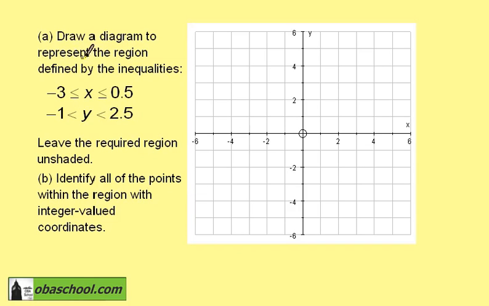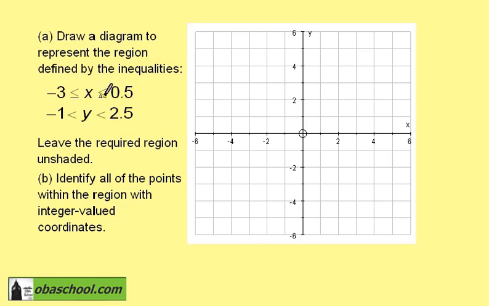We want to draw a diagram to represent the region defined by the inequalities x is greater than or equal to -3 and less than or equal to 0.5, and y is greater than -1 and less than 2.5. We want to leave the required region unshaded.